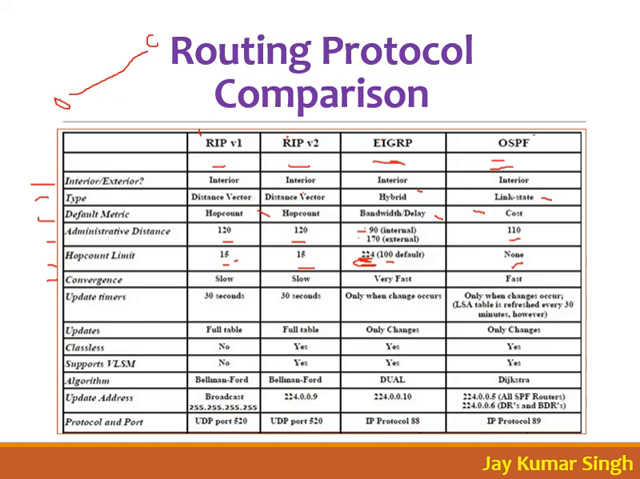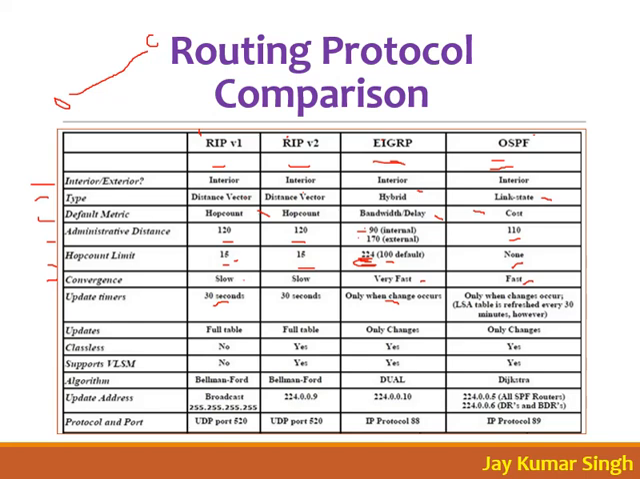Convergence is slow in RIP. Why? We'll see about the timers. Convergence is slow means if there is any change in the topology in RIP, it will update its neighbor after 30 seconds. That's why it is said to be slow convergence. But in EIGRP, when there is any change, it is a triggered update. Immediately it will update the neighbor that there is a change in the network. It's the same in OSPF also, it is fast.